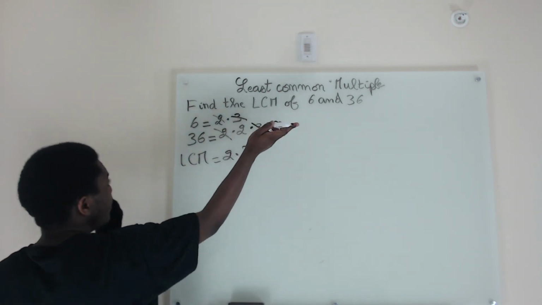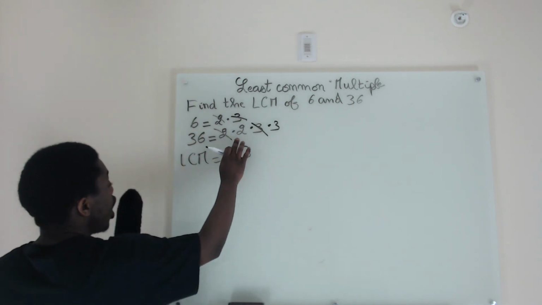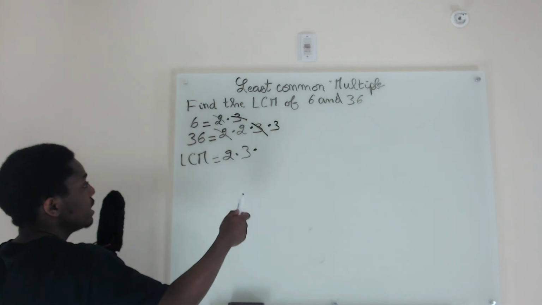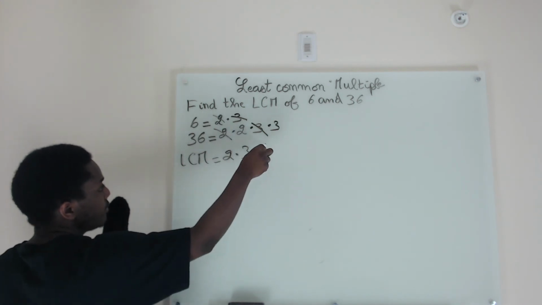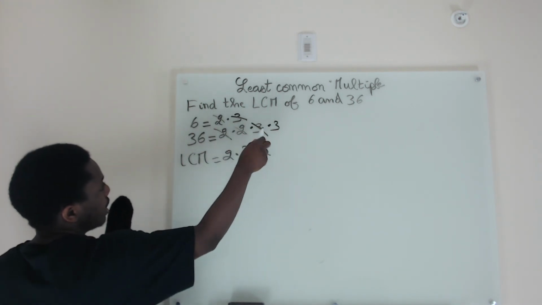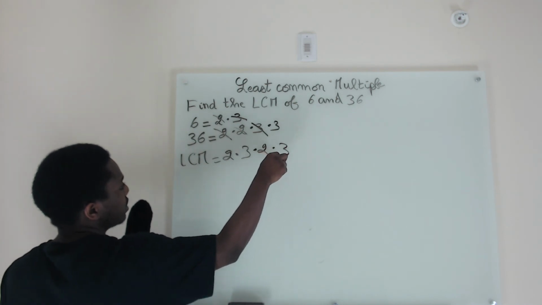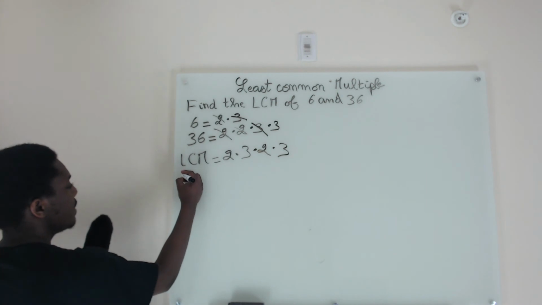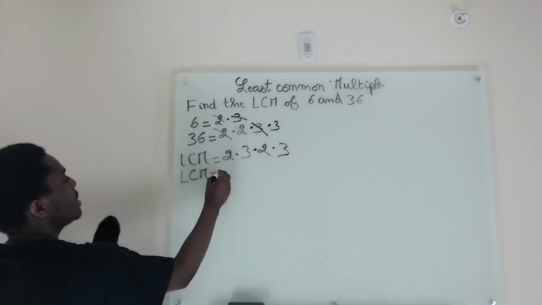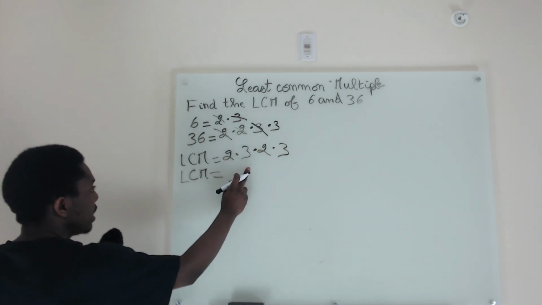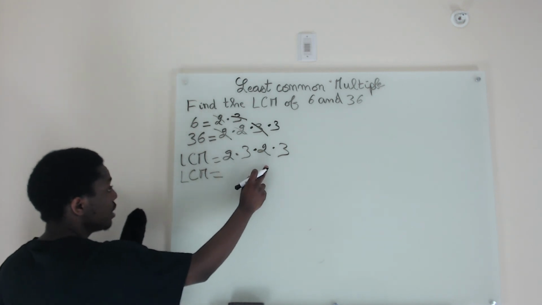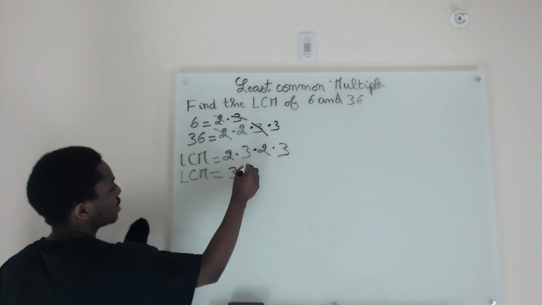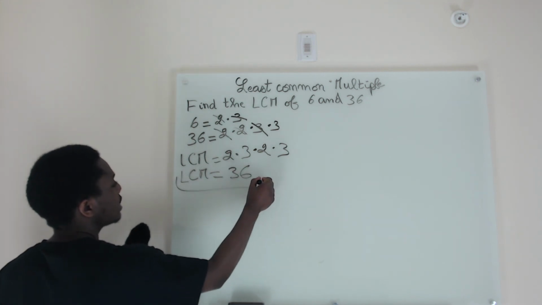So there's no more number on the top. Therefore, all the remaining numbers on the bottom, I just append them here. So there's 1, 2 left. Okay, and there's another 3 left. So now the LCM is equal to 2 times 3 is 6. 6 times 2 is 12. And 12 times 3 is 36. And this is the final answer.